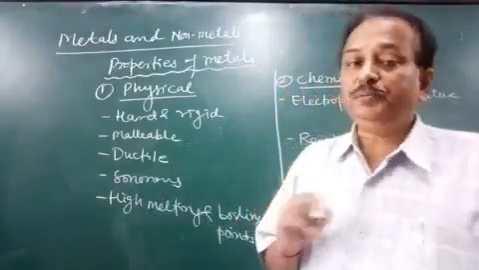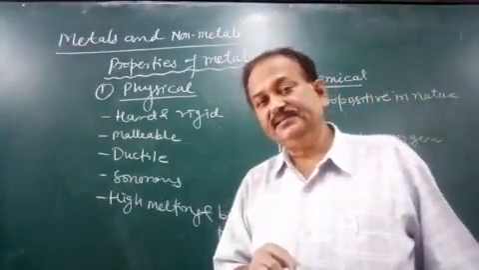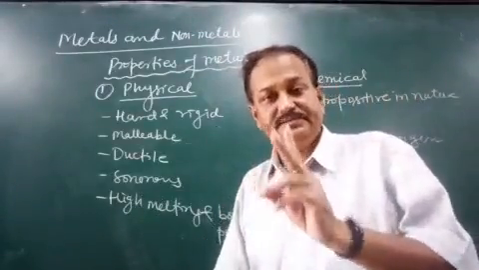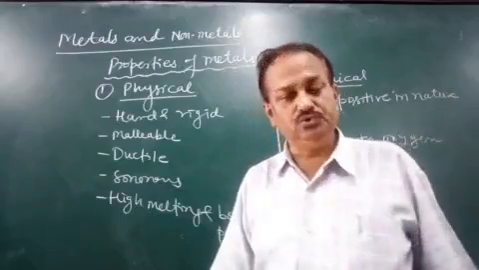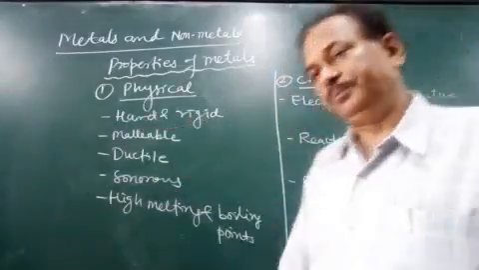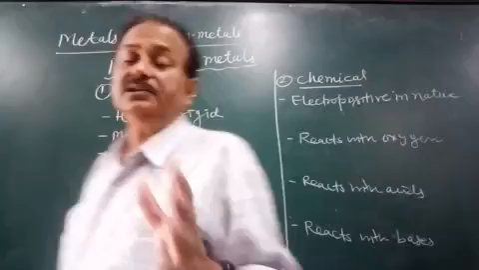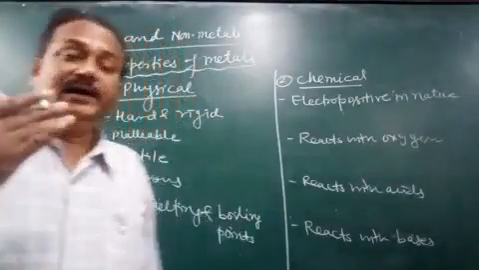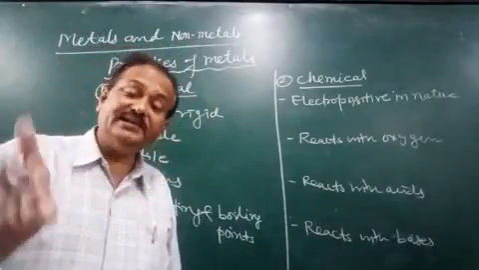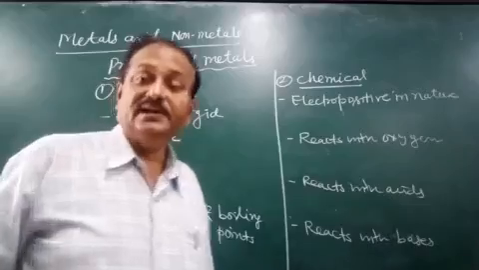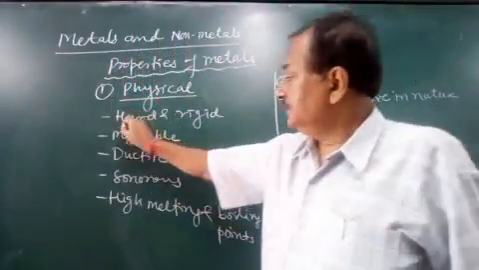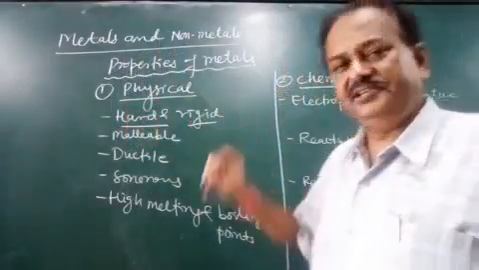Explain the properties of metals. Metals have two kinds of properties, or properties can be classified in two ways. One is physical properties and the other is chemical properties. Physical property means the properties which are observed from the outside or without any chemical change or chemical reaction. First, metals are hard and rigid.